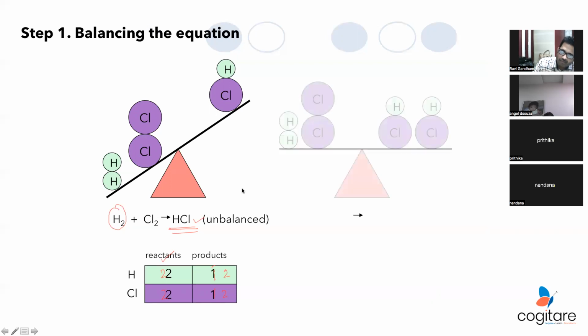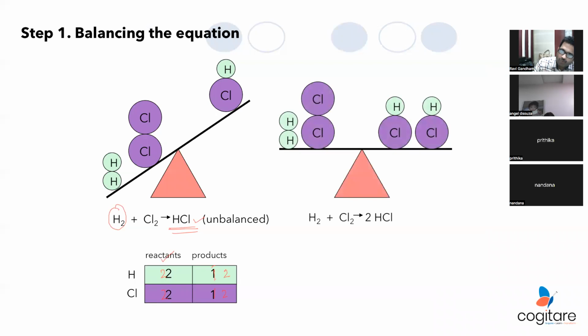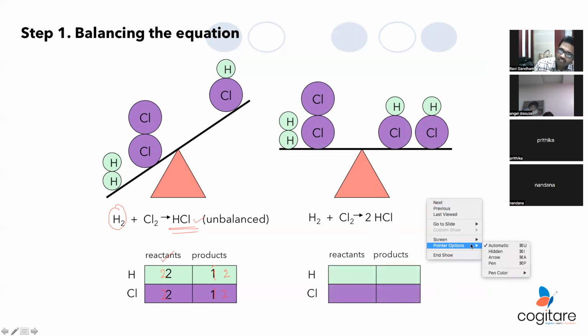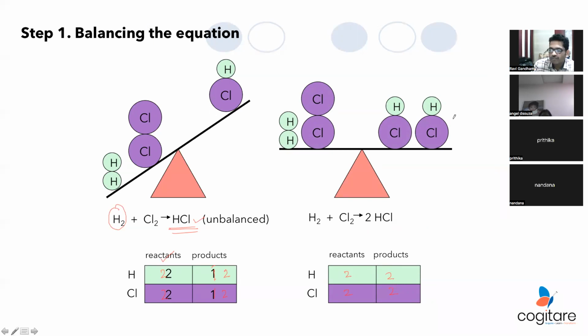You have 1 and 1. Now you try to balance and you put the coefficient of 2 here. Once you put the coefficient of 2 there, everything seems to look good. You'll be having 2 hydrogen here, 2 chlorine here, and 2 hydrogen here and 2 chlorine. Is this clear, guys? Yes, sir.